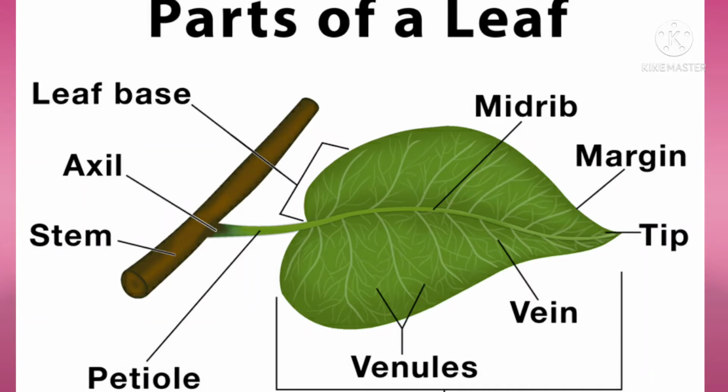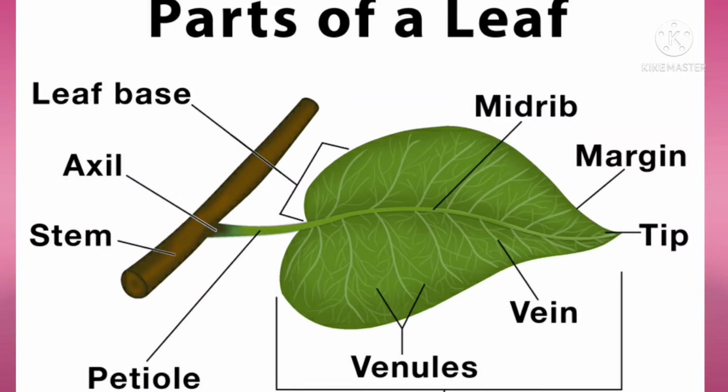Once more I repeat, the leaf blade or lamina is the flat and the broad part of the leaf. You can see the flat and the broad part of the leaf is called lamina, or we can say leaf blade. The part that links the leaf to the stem is called petiole. Petiole is what joins the stem and the base of the leaf.